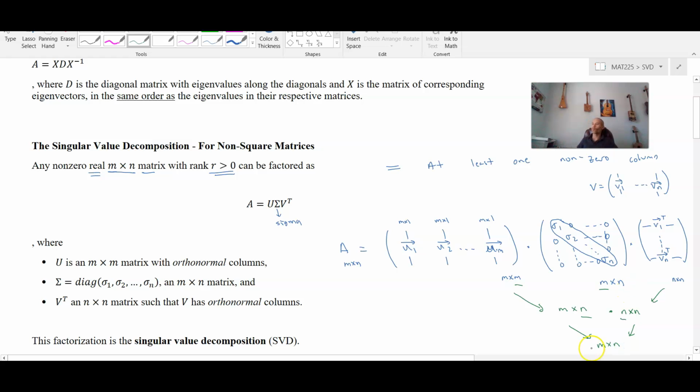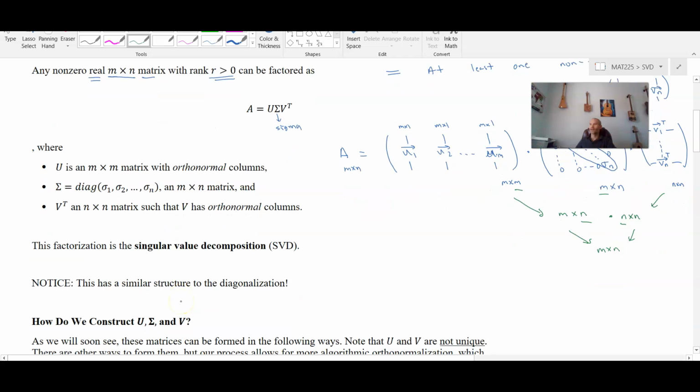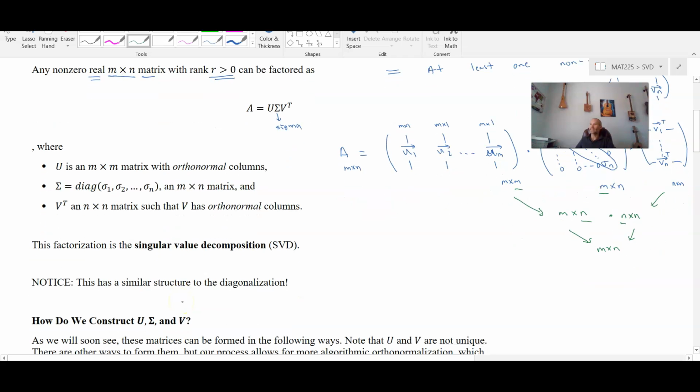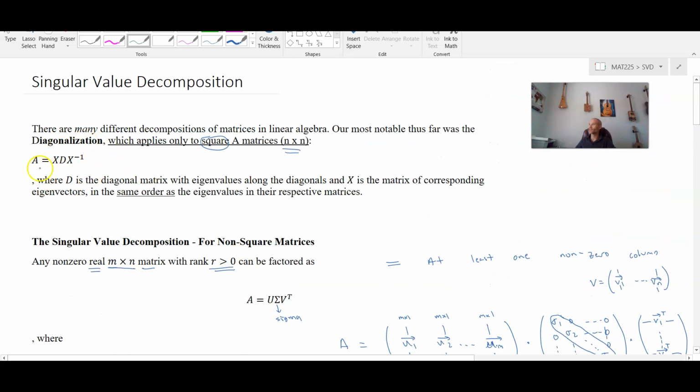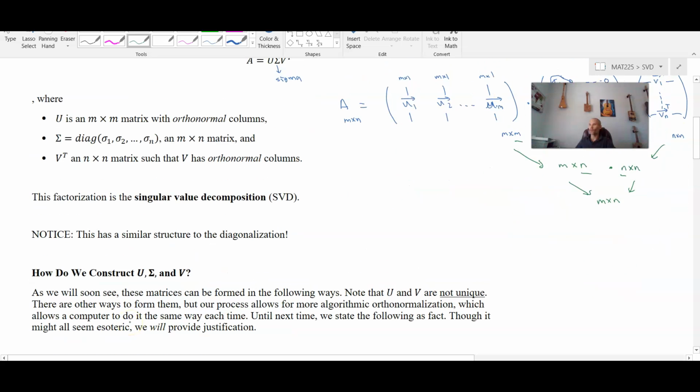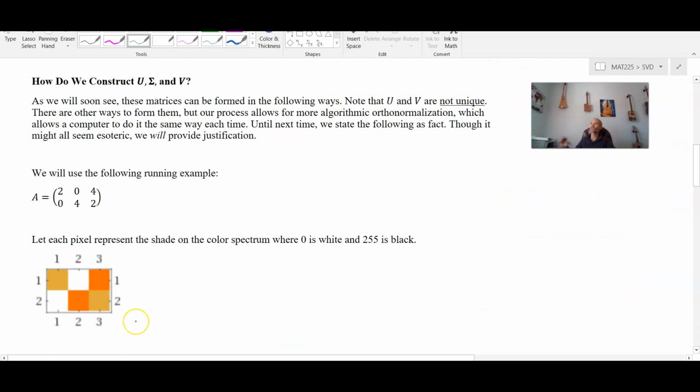Let's think about how we're going to form these things. Now, we're not going to provide a lot of justification here. We're just going to state the procedure, and then in a future video, we will actually look at why this works out. So this factorization is called the singular value decomposition. Again, it has a similar structure to the diagonalization that we've uncovered before. So how do we construct these matrices?